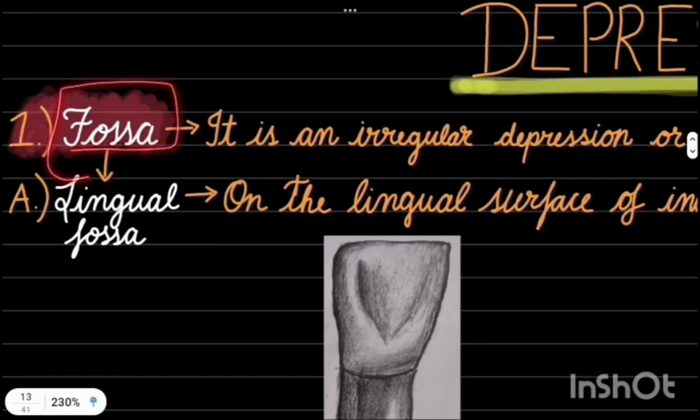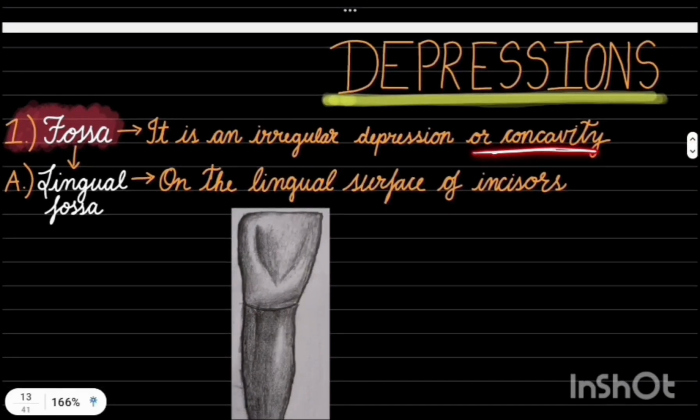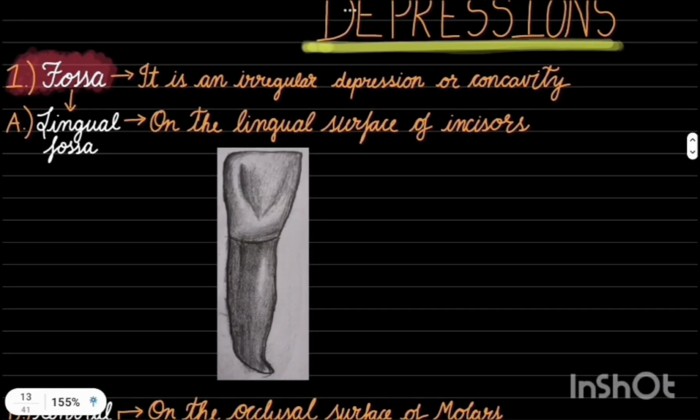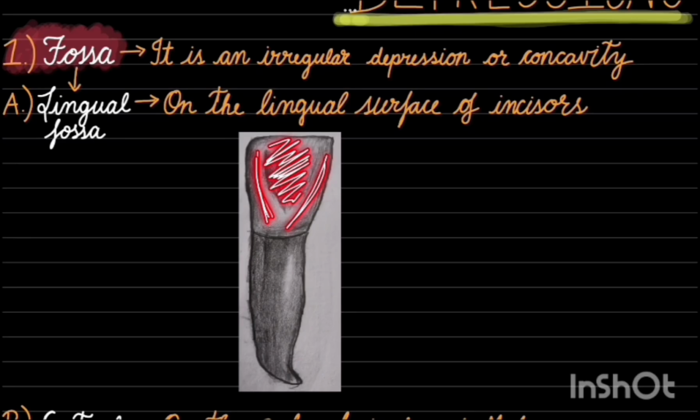Now fossa is an irregular depression or concavity. The first type of fossa is the lingual fossa. As the name suggests, it will be present on the lingual surface of the anterior teeth or the incisors. As we saw, these were the two marginal ridges. So the depression adjacent to these marginal ridges is the lingual fossa.